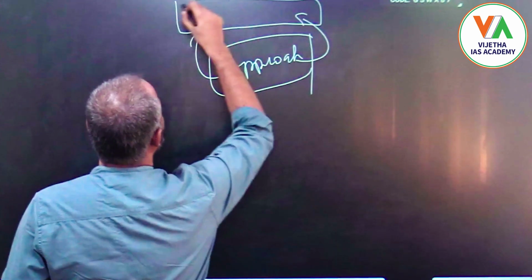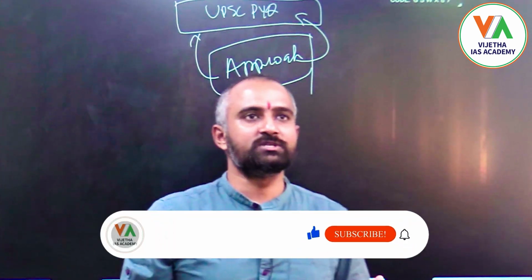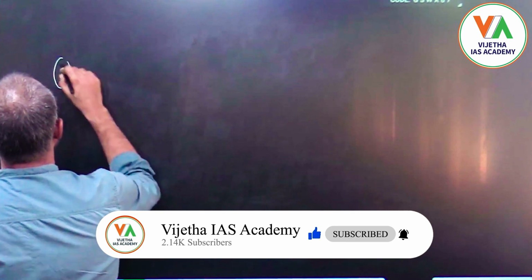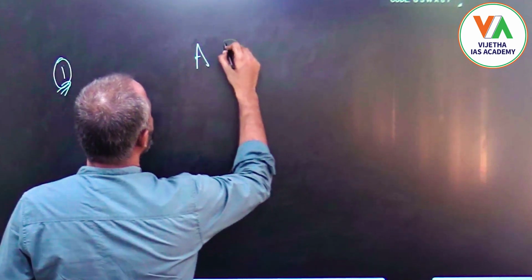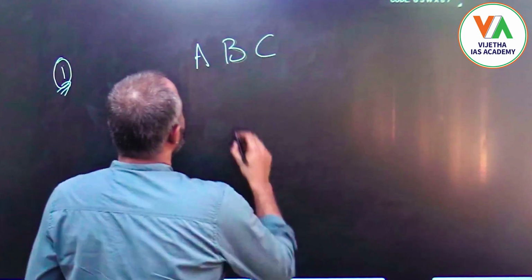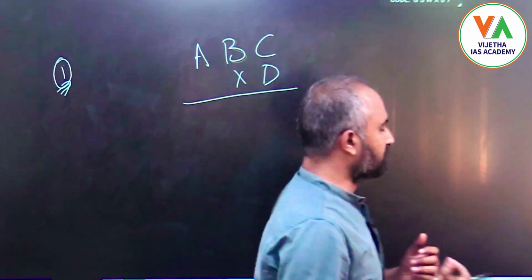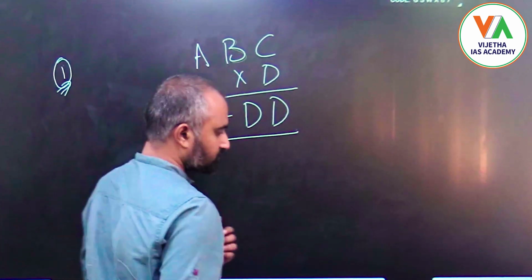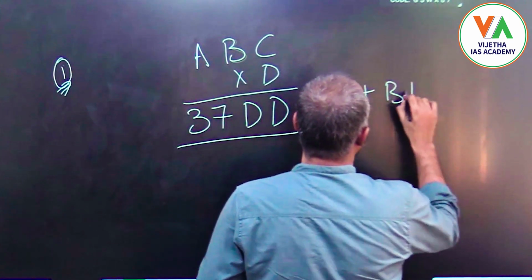Instead of me giving my own examples, I would like to take UPSC PYQs, because the mother well of all our preparation is UPSC PYQs. So I want to highlight our approach by taking an example of a recent 2023 question and derive our approach from there. The question goes like this: there is a 3-digit number ABC. It is multiplied by any digit D, which results in a 4-digit number 37DD. UPSC has asked what is the value of A plus B plus C.